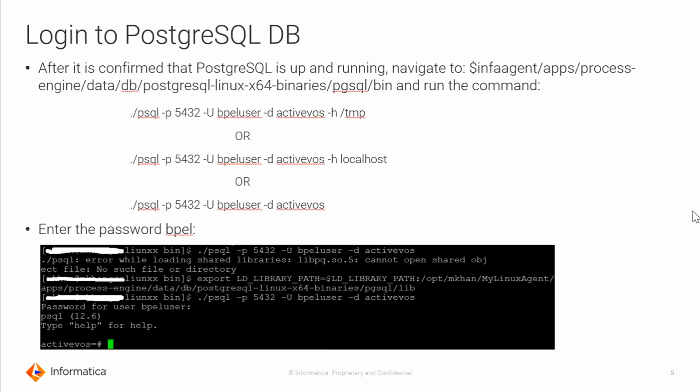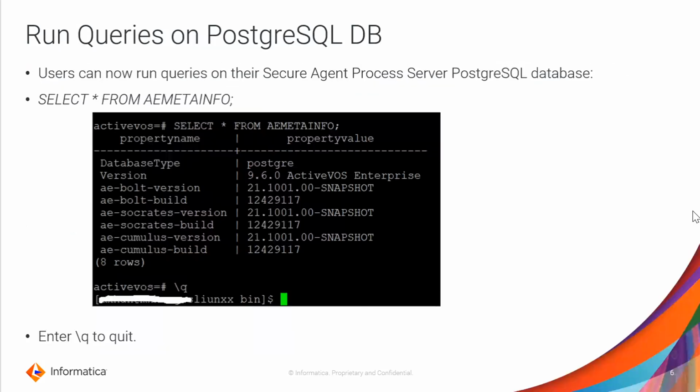After that, we can log into the Postgres DB by navigating to the data, DB, PostgreSQL, Linux 64, binaries, PGSQL, bin directory and running any one of the commands mentioned here. Once you have run the command, it will prompt you for the password. Enter bpel as the password. Now we have successfully logged into the Postgres DB and it will be similar to the screenshot given below. After that, you can run queries on the Postgres DB. To quit from the PostgreSQL DB, you can enter \q.